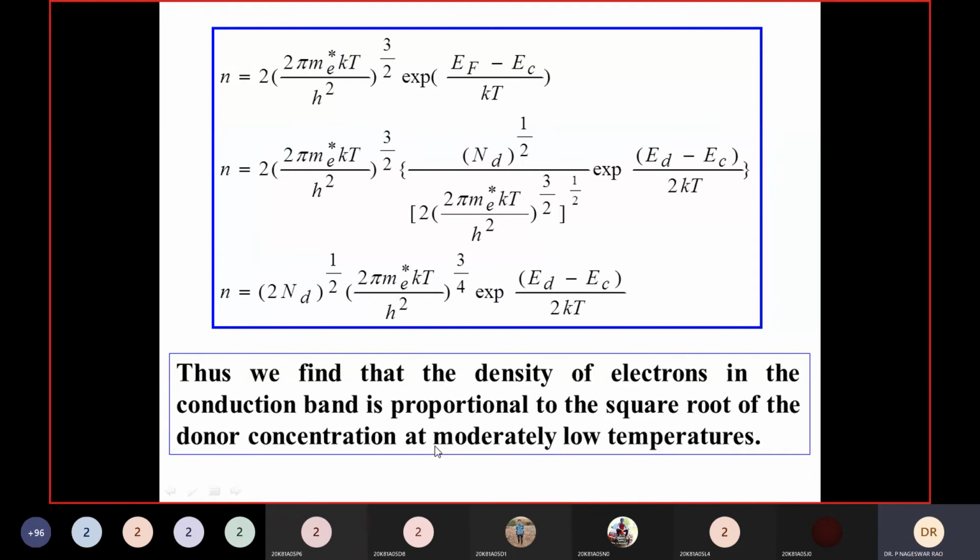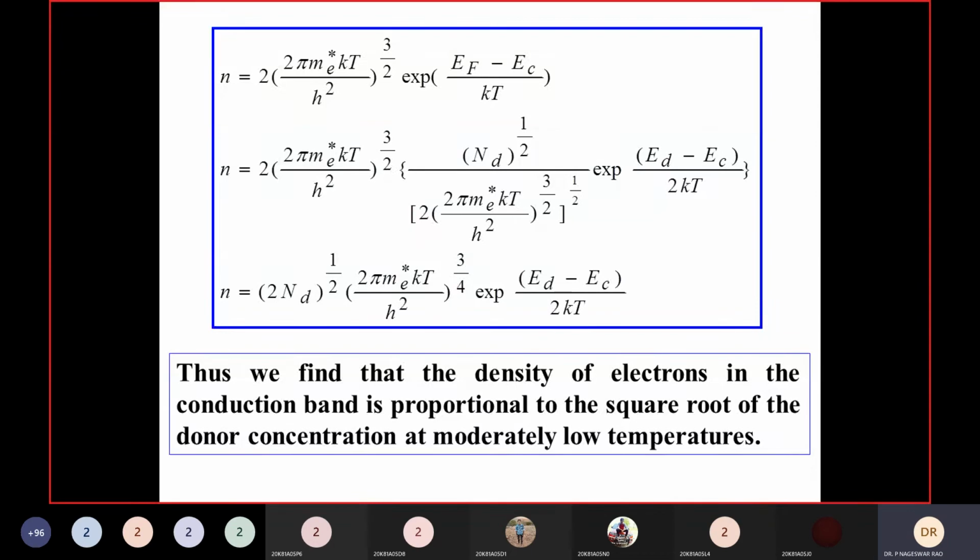Now this total term, we already discussed previously. That is NC, the density of states of the conduction band. ND is the density of the donor level. So here this total term we can simply write as NC. So that means n equal to square root of 2ND into NC into exponential of (ED minus EC) by 2KT we can write. So this is the derivation of the carrier concentration of n-type semiconductors.